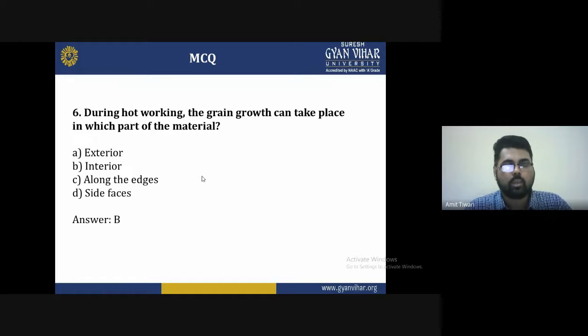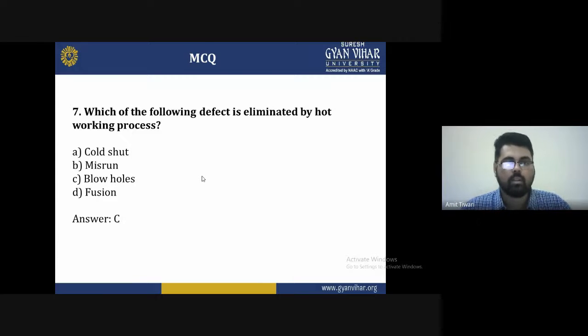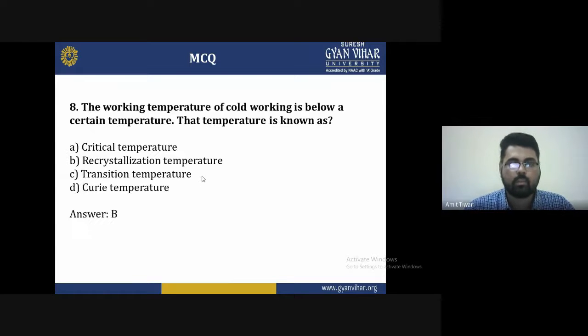Sixth question: during hot working, grain growth can take place in which part of the material? The options are A, exterior, B, interior, C, along the edge, and D, side faces. The correct answer is interior, so grain growth can take place in the interior part of the material. Seventh question: which of the following defects is eliminated by the hot working process? The options are A, cold shut, B, misrun, C, blowholes, D, fusion, and the correct answer is C, blowholes.